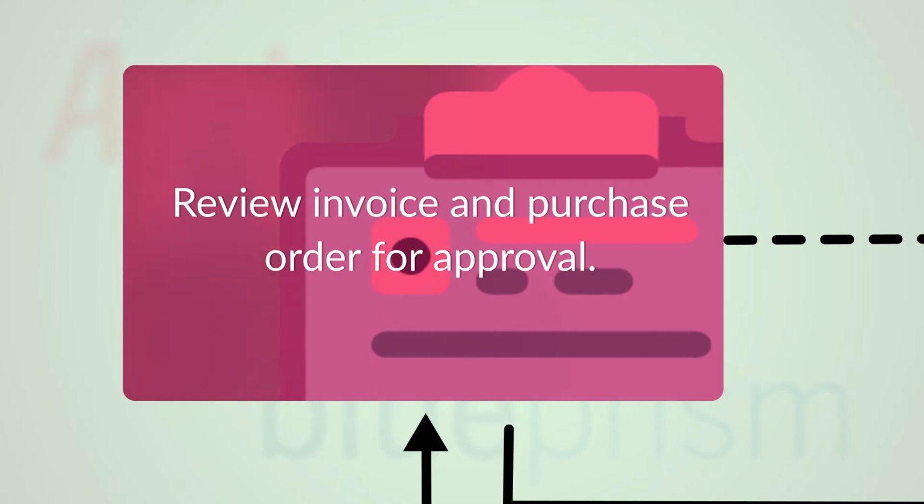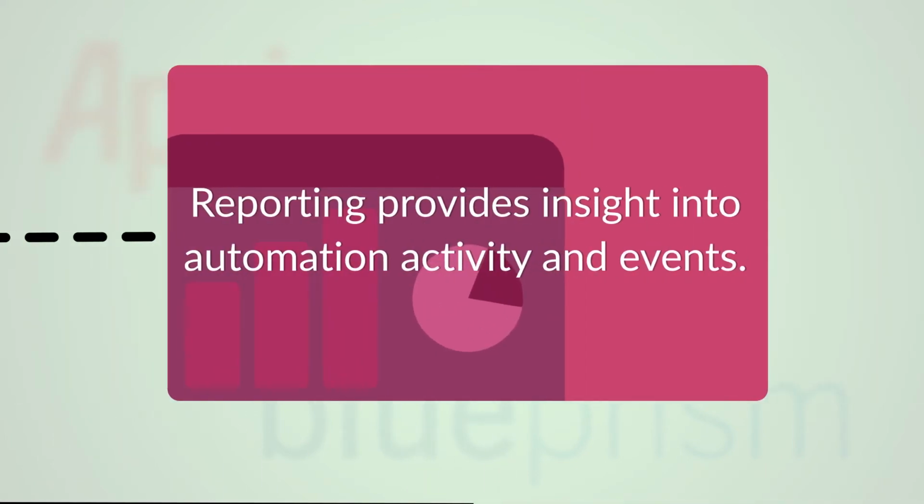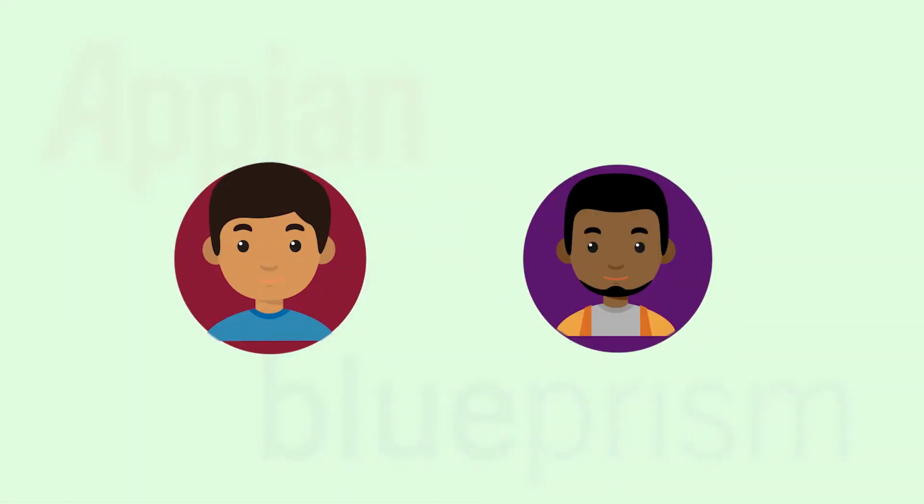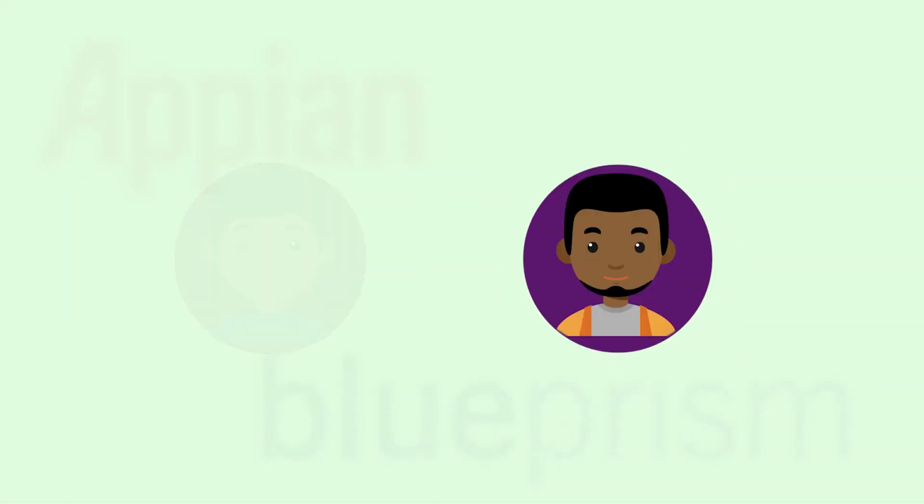Part of human involvement is monitoring the process. Appian can aggregate all of the data from Blue Prism along with any data generated in Appian to create reports. These reports provide transparency into our automation events and trends. Now let's see what the process actually looks like for users.